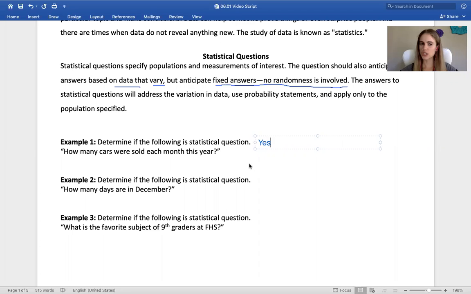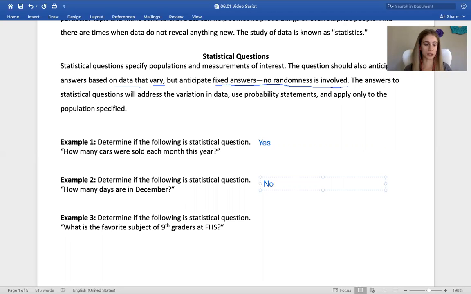Is that information that I can collect data on that will vary? Yeah, no, that has an exact answer. So that is not an example of a statistical question because I can look at a calendar and know how many days are in December. That's not going to change.